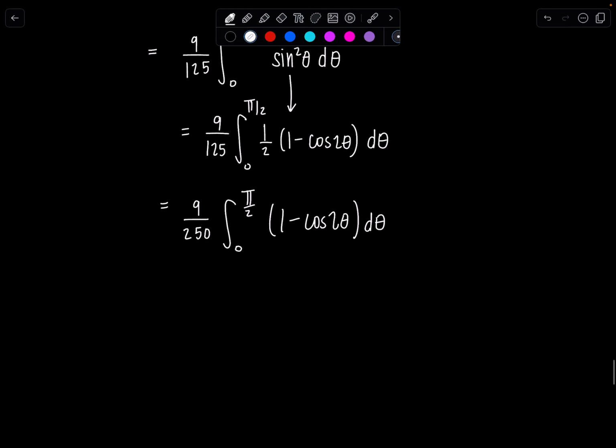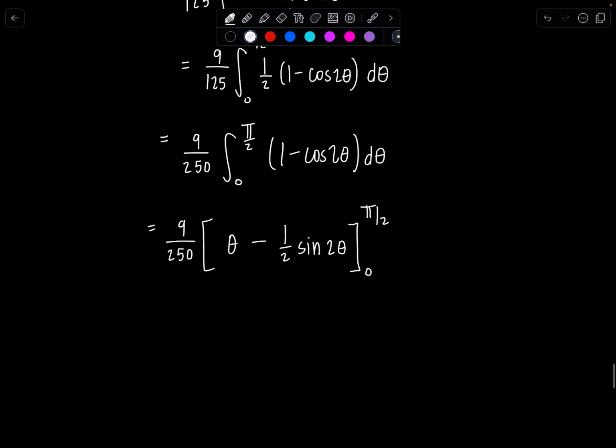Yes. So here we go. We've got 9 over 250. Antiderivative of 1 is theta, minus antiderivative of cosine 2 theta would be a 1/2 sine 2 theta. Oop. And I'm going to evaluate this from 0 to pi over 2. Don't go back to x's, because remember, we switched our limits of integration and everything to be in terms of theta. So stay right here. So this is 9 over 250 times pi over 2 minus 1/2 times.